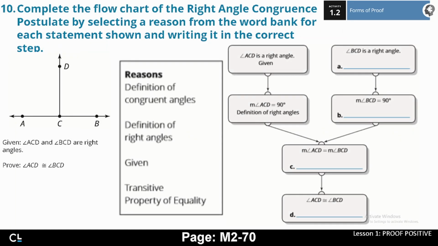And last thing we want to do today is just actually try to fill in some things with this proof, right? So here it says complete the flowchart proof, and this is on M270, right? So complete the flowchart proof of the right angle congruent postulate by selecting the reasons from the word bank for each statement shown and writing it in the correct step.